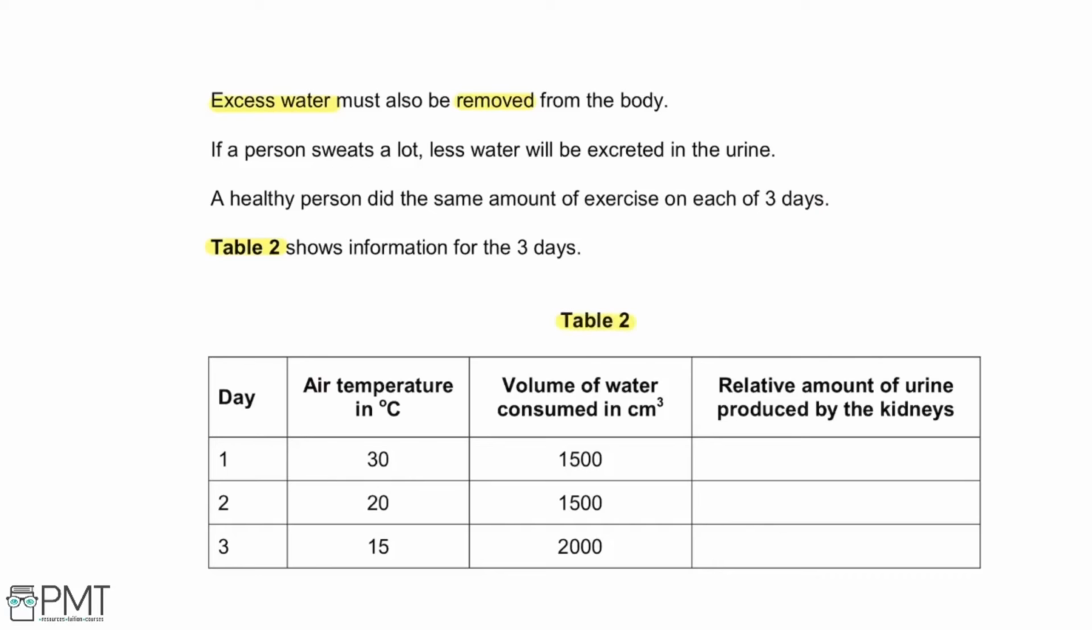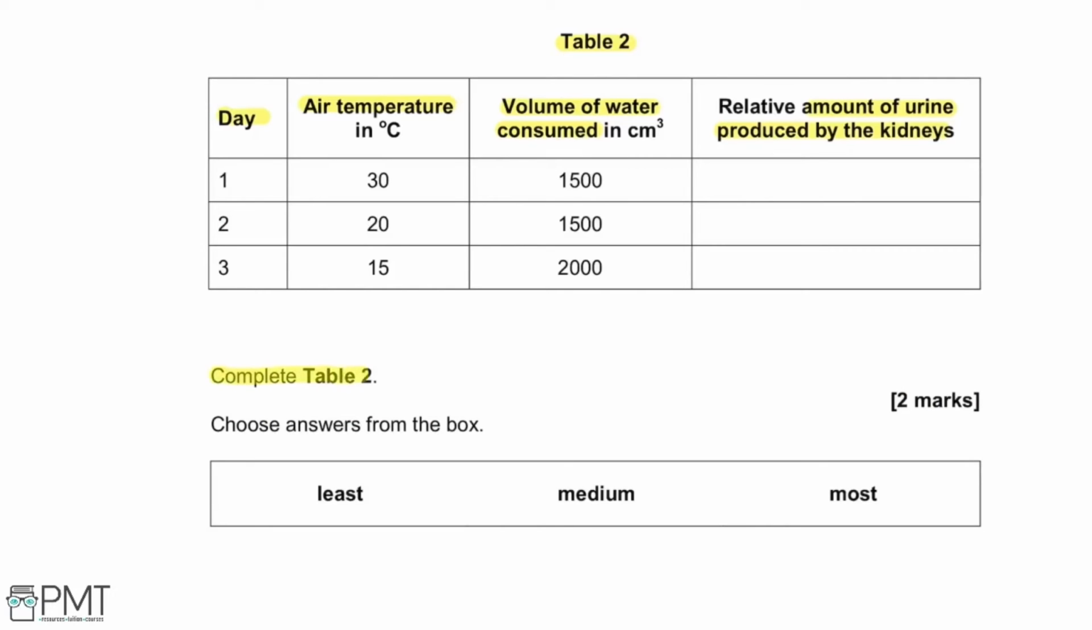So here we have table 2. We have the days in the first column, air temperature in the second, the volume of water consumed in the third, and in the fourth there is the relative amount of urine produced by the kidneys. The question asks you to complete table 2 choosing answers from the box, and it's worth 2 marks. The words we are given are least, medium and most, and we have to insert them into the table.